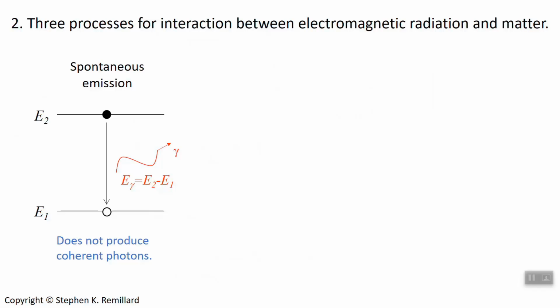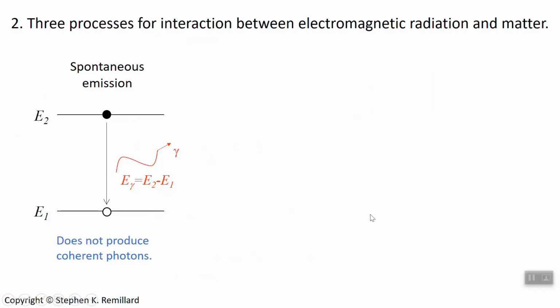If you excite an electron from the ground state E1 to the excited state E2, it will stay there for some lifetime, and then it will decay back down to the ground state, emitting a photon. And that's spontaneous emission, spontaneous because it happens without any external motivation. There's just a lifetime of that excited state, and then it goes to the ground state. The energy of the photon, E sub gamma, is the difference in energy levels, E2 and E1.